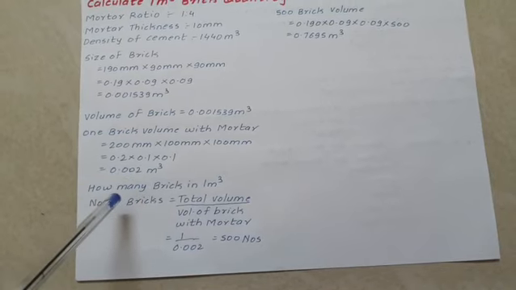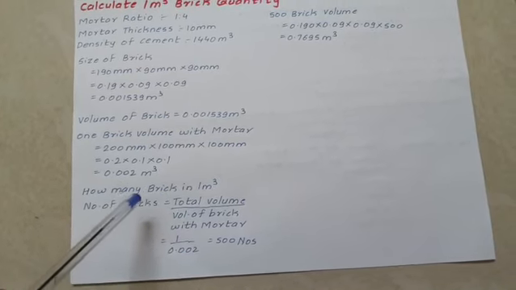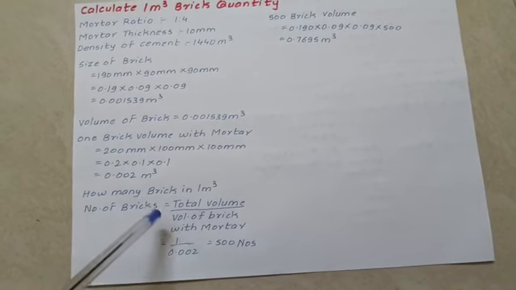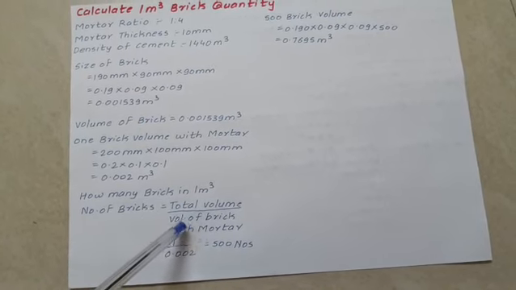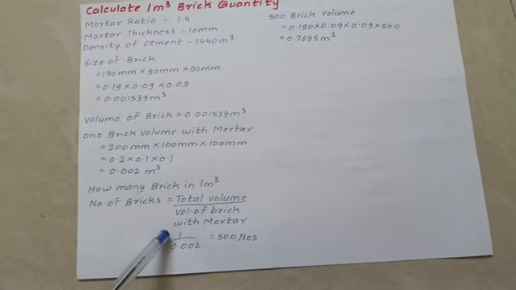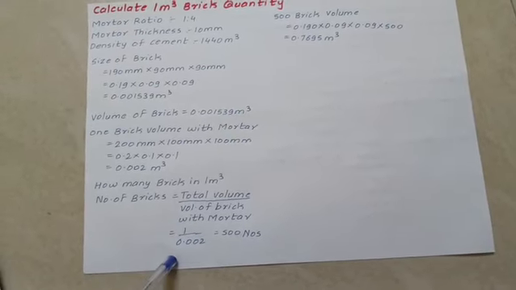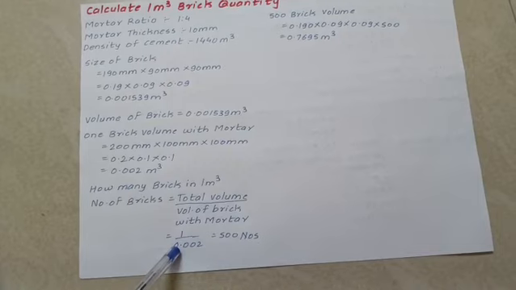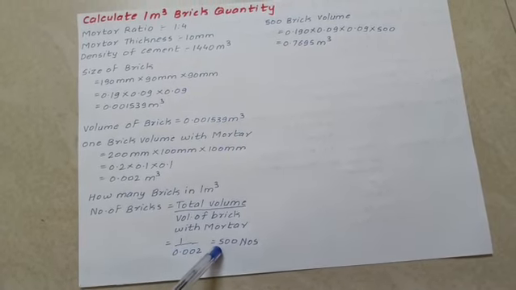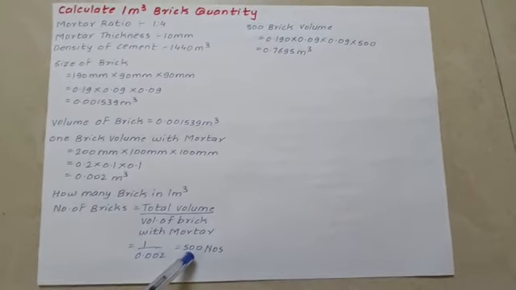That is equal to 0.002 meter cube. How many bricks are in 1 meter cube? The number of bricks is equal to the total volume divided by the volume of brick with mortar. The total volume is 1 and the volume of brick with mortar is 0.002. The answer will be 500 bricks required.